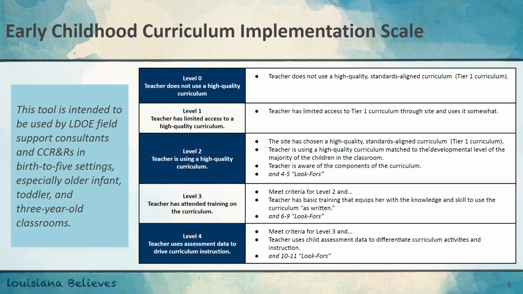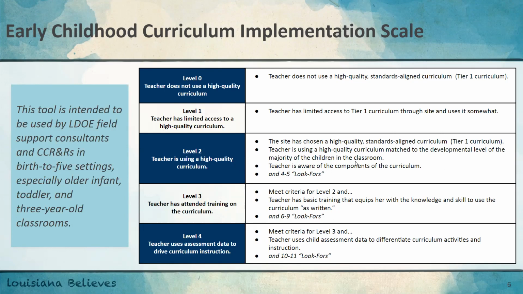If a teacher scores a level 2, then they are using a high quality curriculum. Teacher is using a high quality curriculum that's matched to the developmental level of the majority of the children in the classroom. So if it's a 3-year-old classroom, and the majority of the children are 3 years old, then the teacher should be using a curriculum that is targeted for a 3-year-old. And the teacher is aware of all of the components of the curriculum. And then we'll talk about some of the look-fors that you'll be identifying during the observation. So to score a level 2, a teacher should have 4 to 5 of the look-fors. A level 3, the teacher has attended curriculum training.